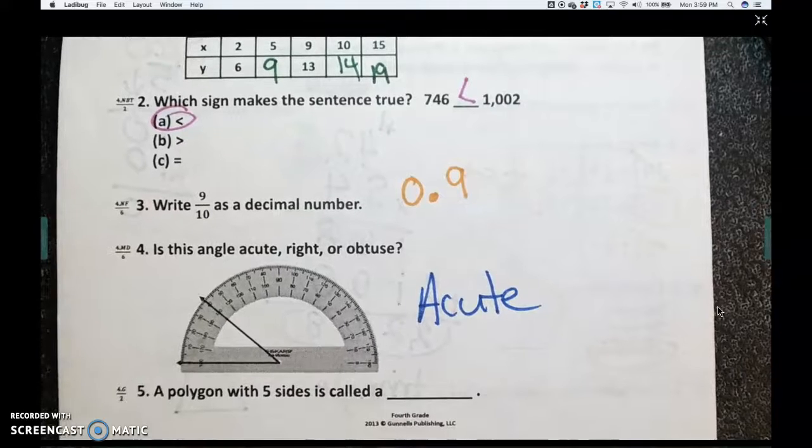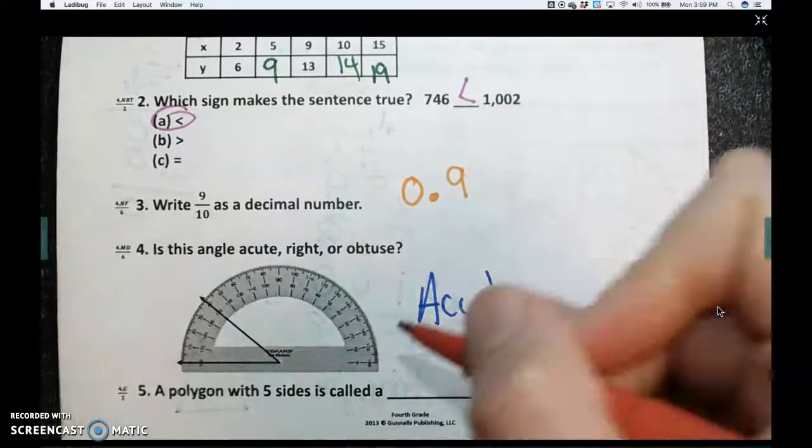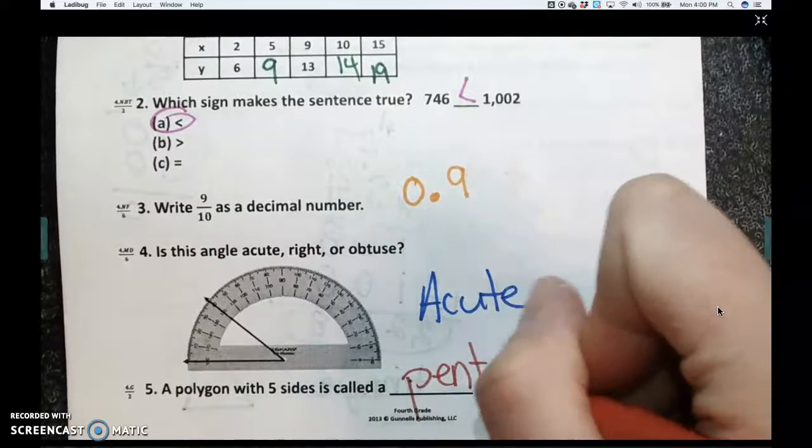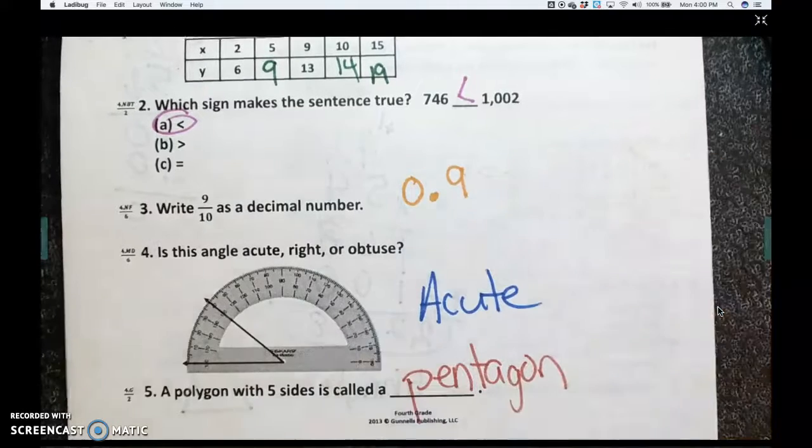Okay? And then your last one says a polygon with 5 sides is called a blank. Think of Washington, D.C. The Pentagon has 5 sides. So the polygon shape pentagon has 5 sides.